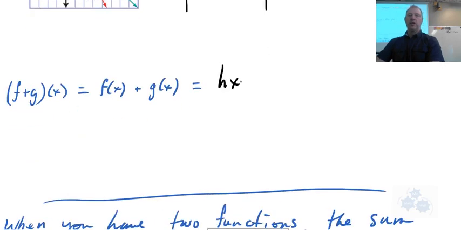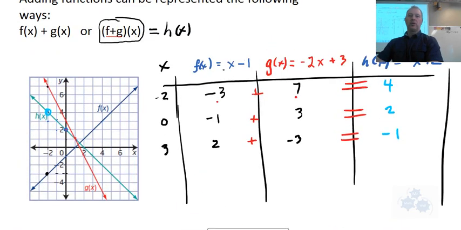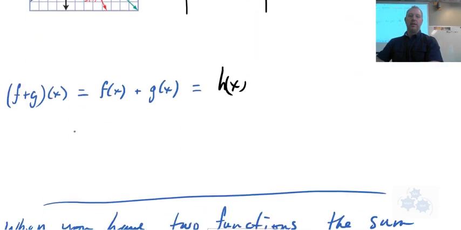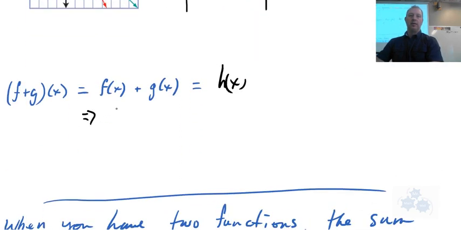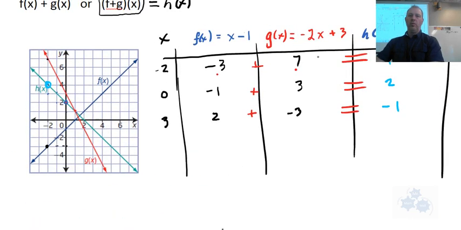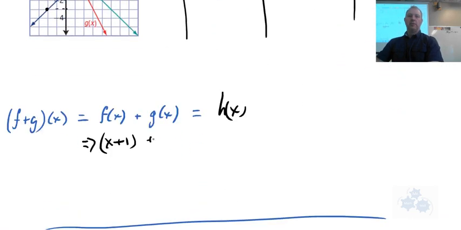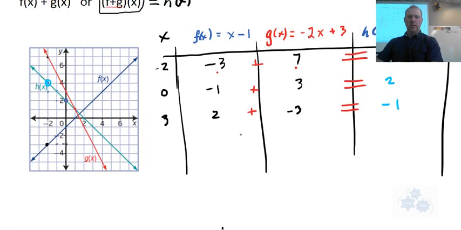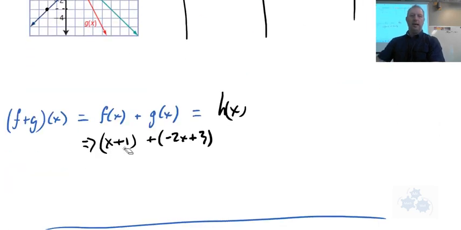Okay, we've got h of x. Now what is actually f of x? Well, it's going to be x plus 1. See that? That's what f of x is. What is g of x? -2x plus 3. Sorry? x minus 1. Wow, you are correct. Why did I put x plus 1 there? Thank you.